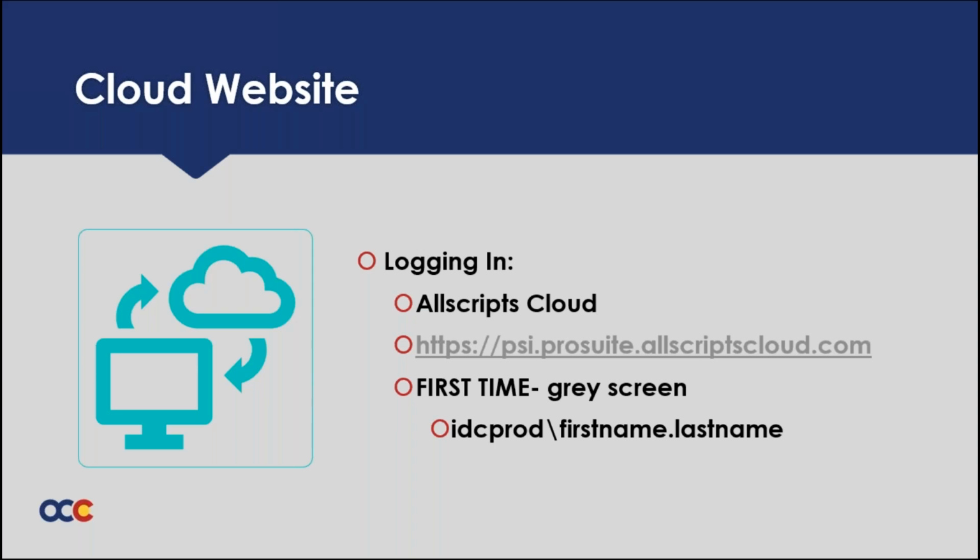The first time that you log in, you're going to get a gray box. It's just on the very first time per computer that you log in. You're going to get a gray screen that asks for, it's a Windows security screen. And in order to get past that Windows security screen, you need to log in as your username, idcprod / and then your username for the cloud. So again, that's idcprod /, which is the key that's between the backspace and the enter button. And then put your cloud username in there. Your password will be your cloud password.